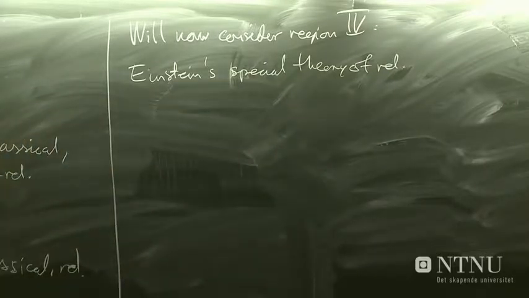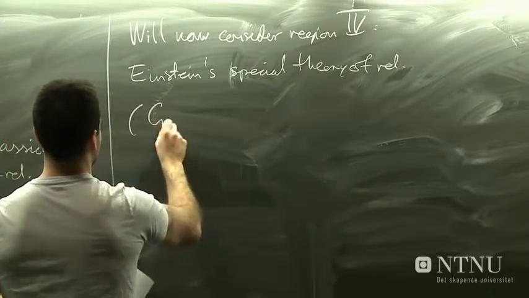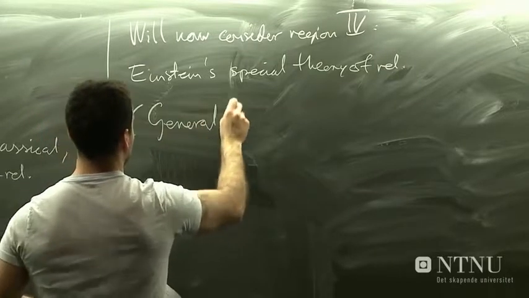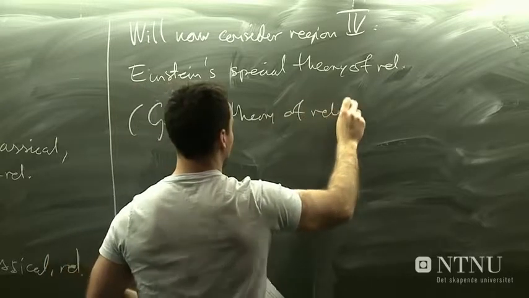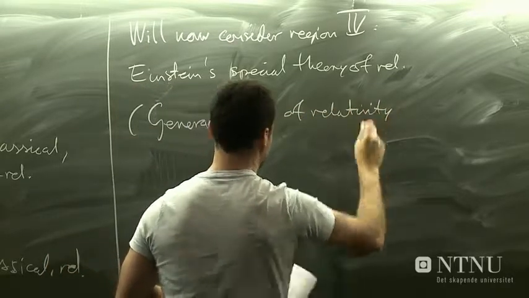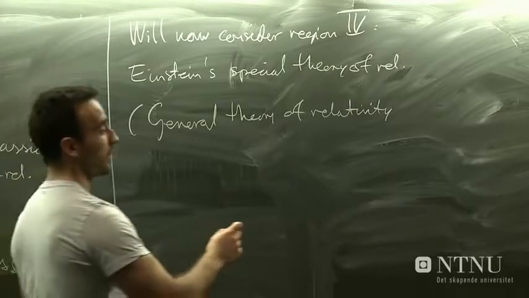Now, there's a special theory of relativity, and the name suggests that perhaps there's also a general theory of relativity. And this is the case. You have a general theory of relativity. So we're not going to say much about this theory. Let me just briefly state what the content here is.